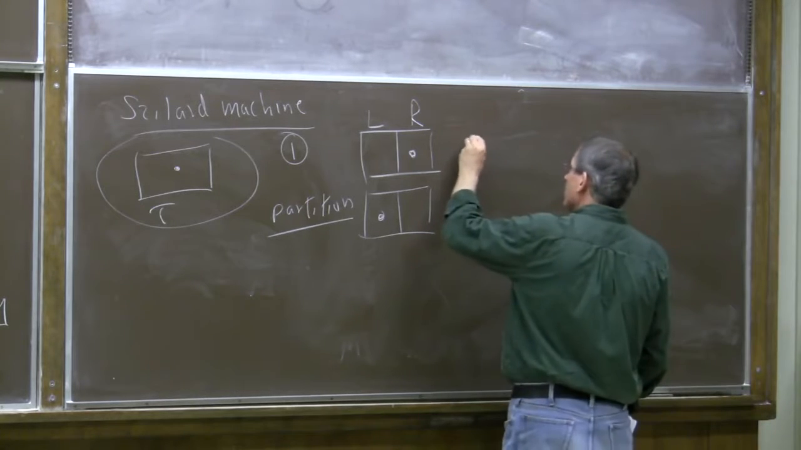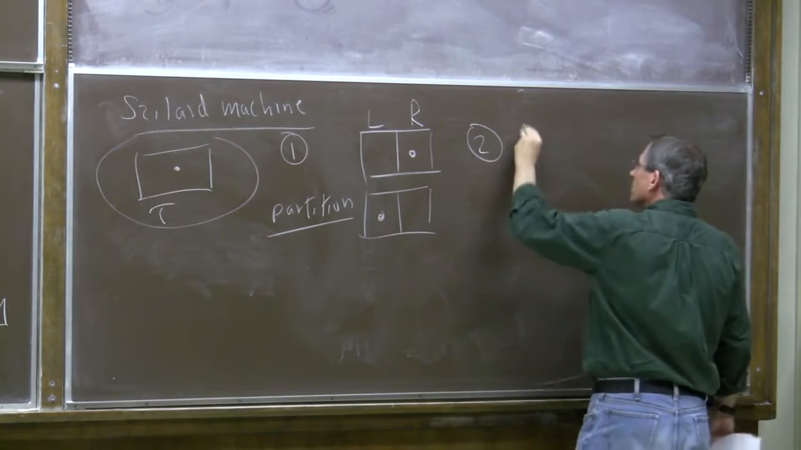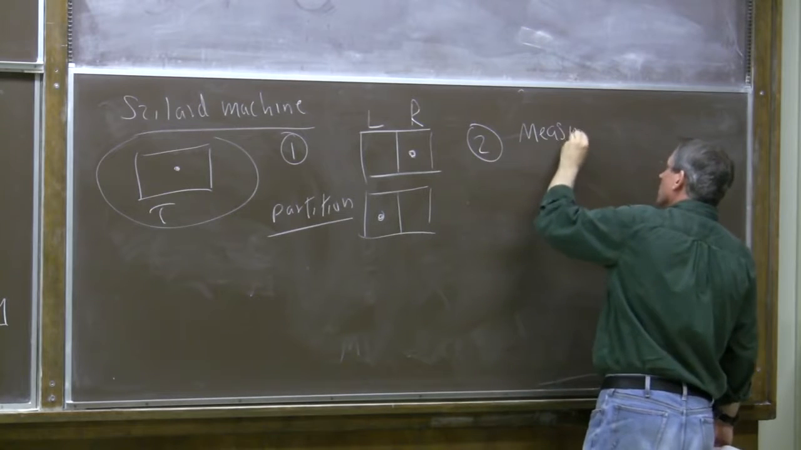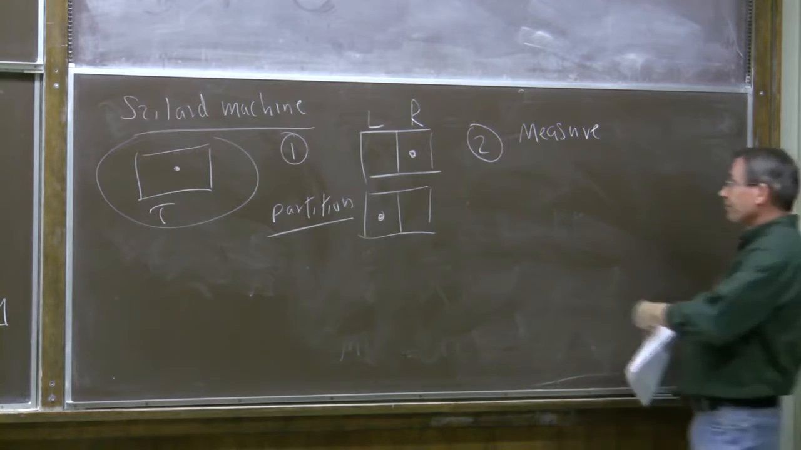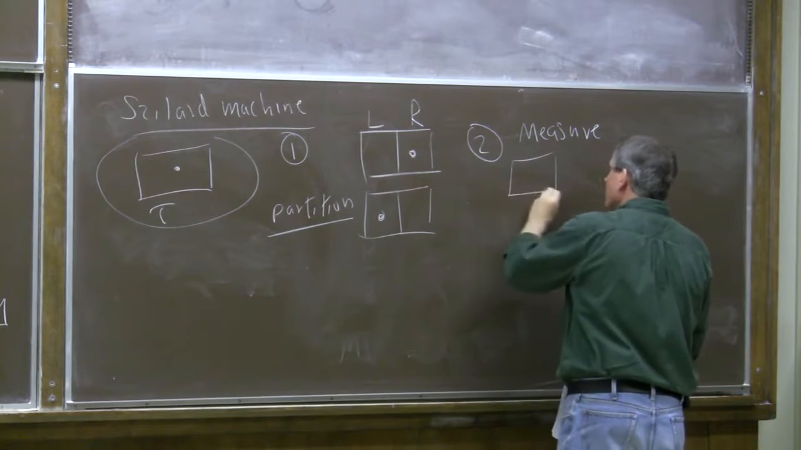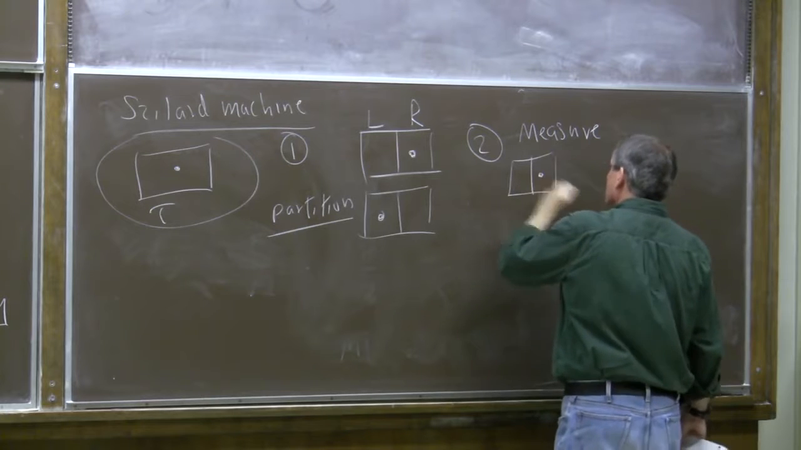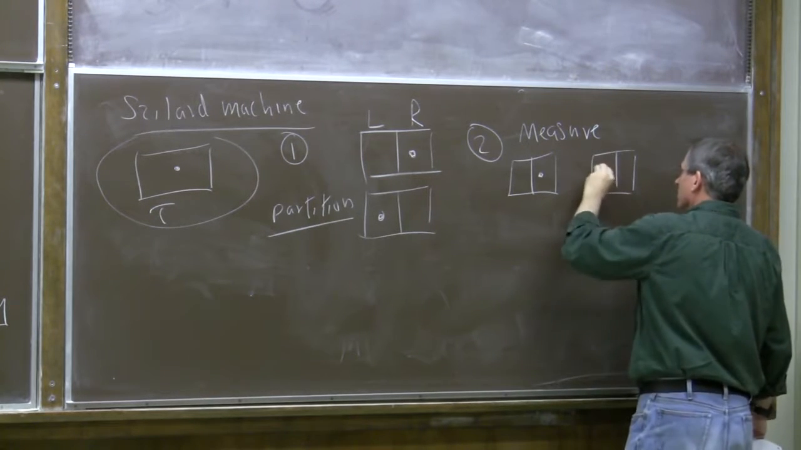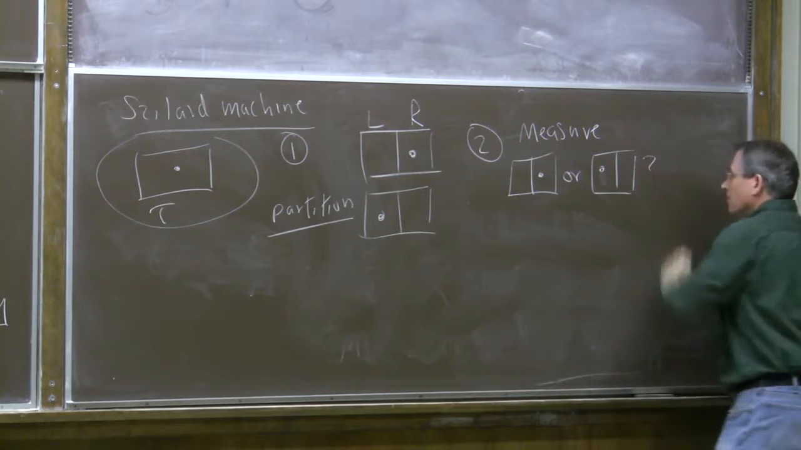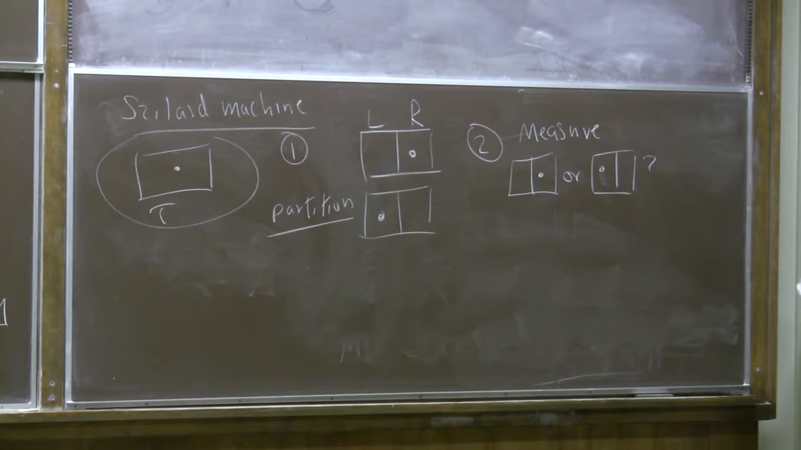So the second step is to measure. The demon learns whether the molecule got caught on the left or the right. Which of the 2 possibilities is it? Is it stuck on the right side or on the left side? So now we know. Let's say we found out that it's on the right side.